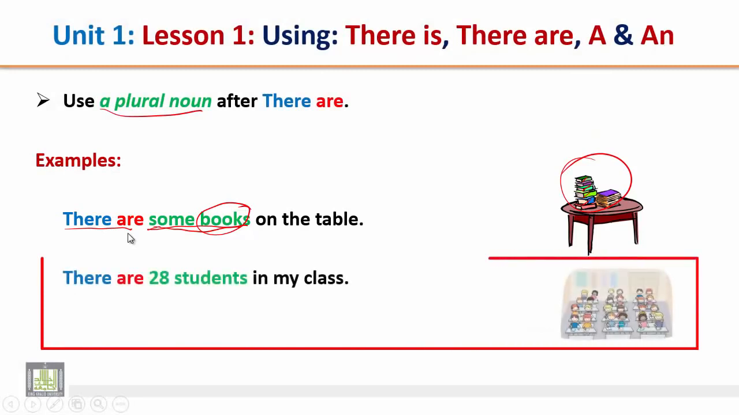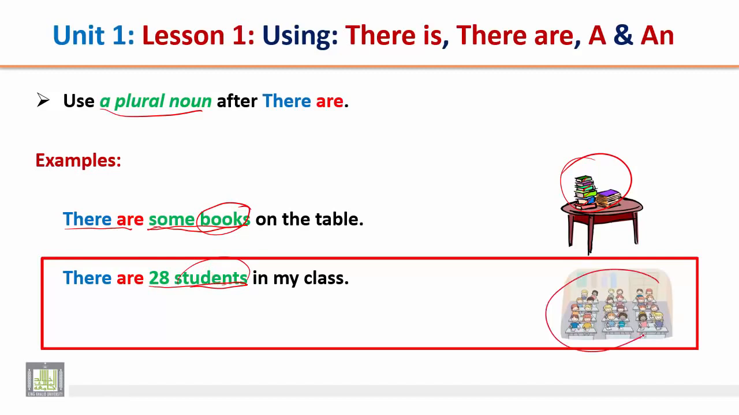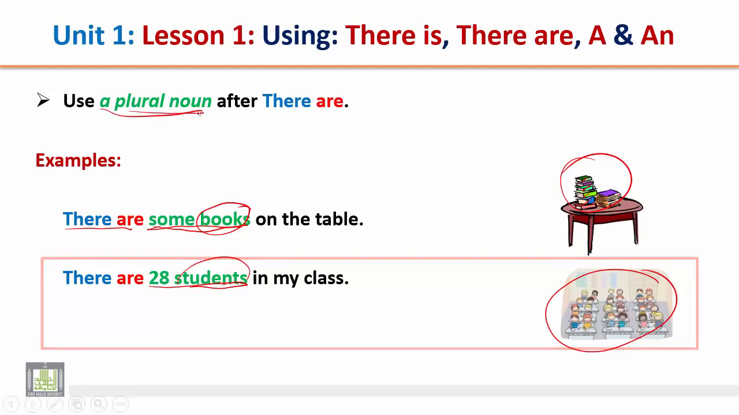Another example: there are 28 students in my class. So again, after there are, we use a plural noun. Students, not one, but many. So there are many students, or there are 28 students in my class. So after there are, we use a plural noun.